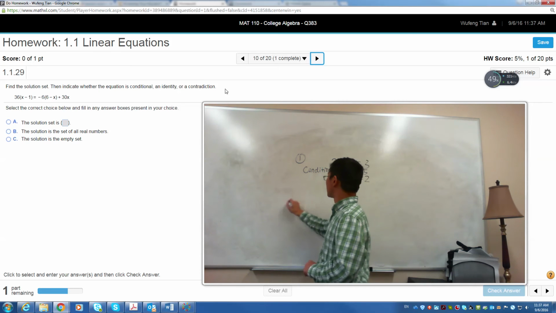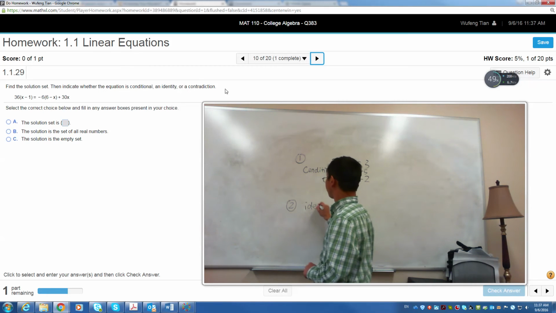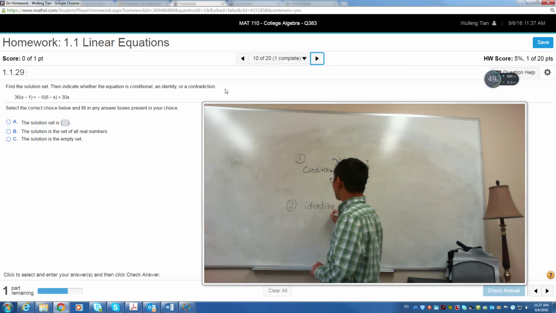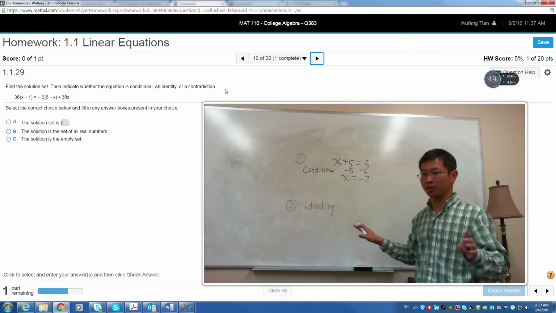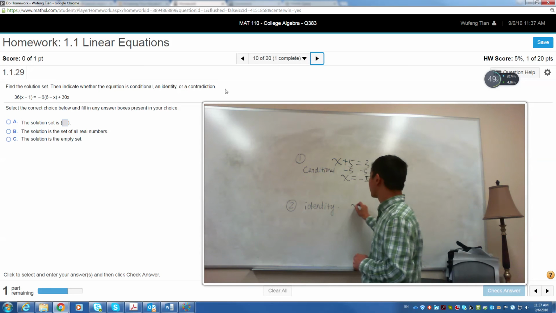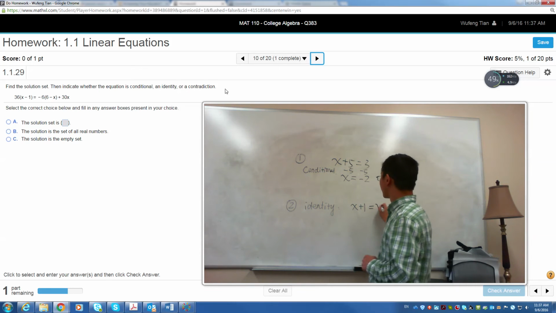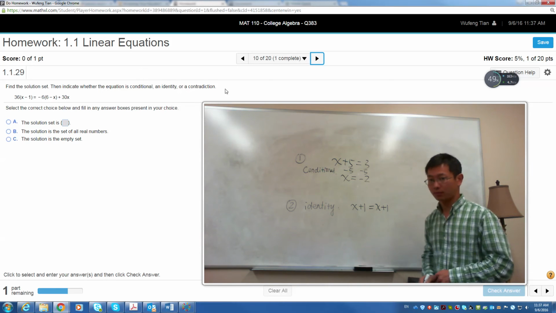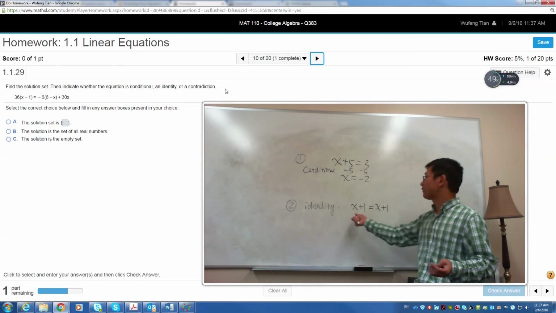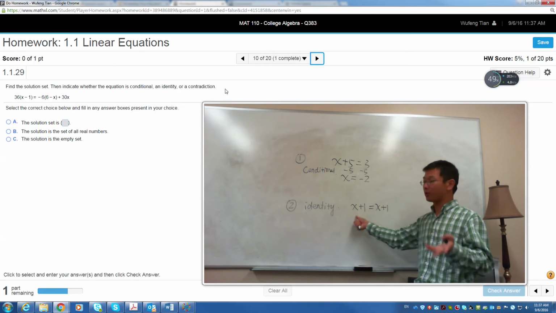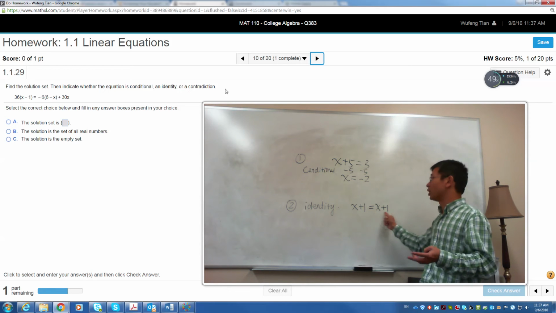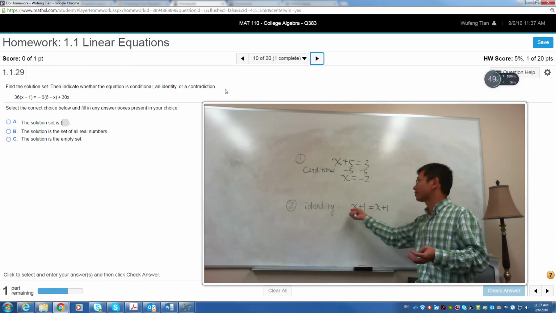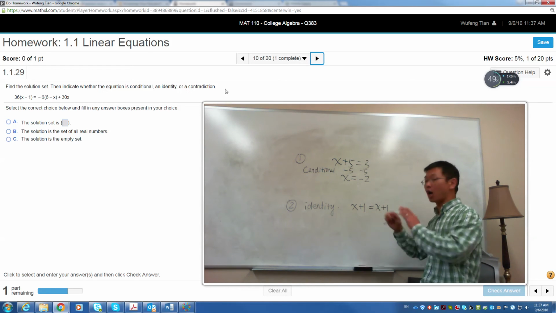Second one is what? Identity. What is identity? Identity means you have infinitely many solutions. Example, x plus 1 equals x plus 1. What does it mean? It means whatever x you put here is always true. If x equals 1, 1 plus 1 equals 2, and 1 plus 1 equals 2. So it's identity. Whatever x you put here is always true.